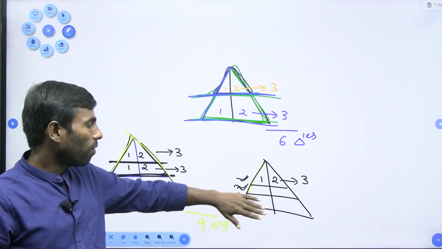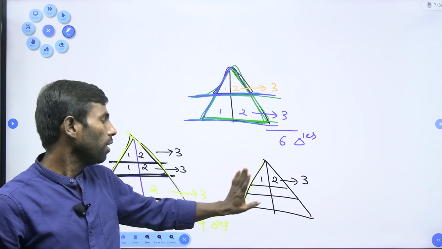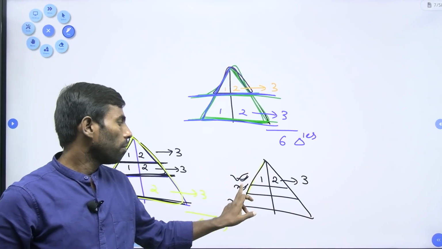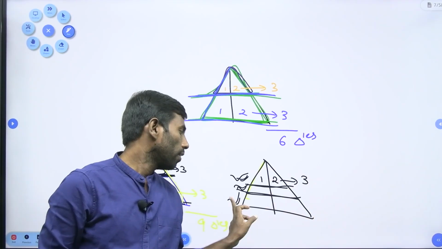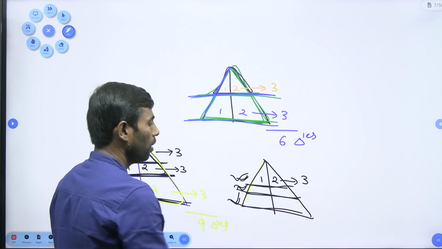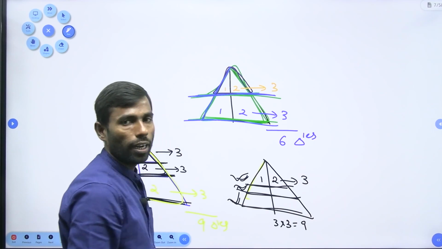First find out the number of triangles for any part, the total part or bigger part or middle part, separately. Then multiply with the number of baselines. How many baselines are there? This is the first baseline, this is the second baseline, this is the third baseline. 3 into 3, total 9.